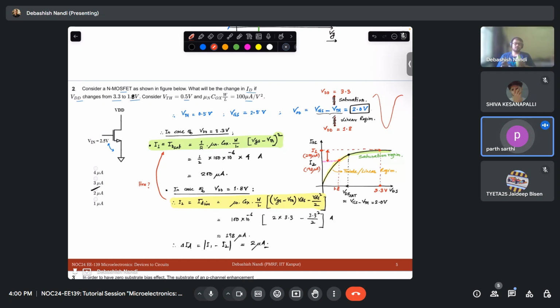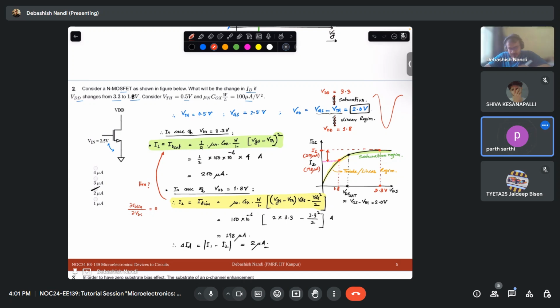Current is not changing with VDS. So you are right. Go on. So ignore VDS. How much, when we increase VDS, is there no increment in current? Right. So that means you find out at which point this becomes zero, right?